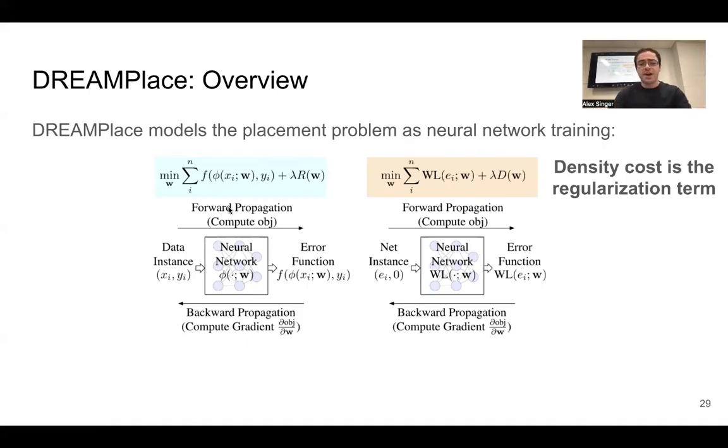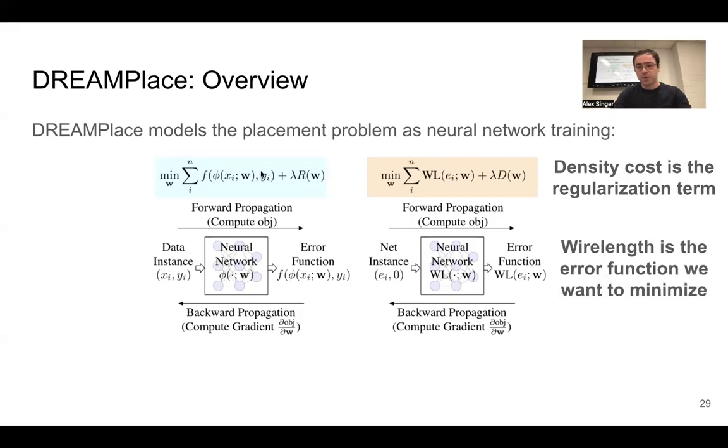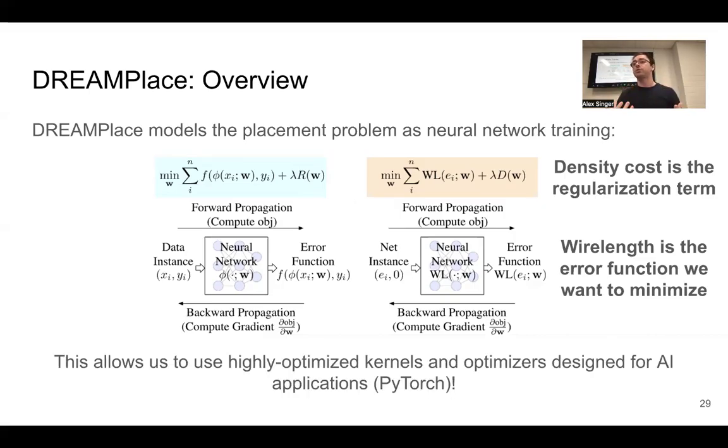And what we do is we say, if we really squint our eyes and tilt our head, we can think of our wire length as the error function, which is like a loss function in neural network training. And we can think of our density as the regularization term. If we do that, we notice these are almost the exact same thing. And so I could use libraries, for example PyTorch or TensorFlow, which are already designed for optimizing the left equation, and kind of trick it into optimizing our equation.